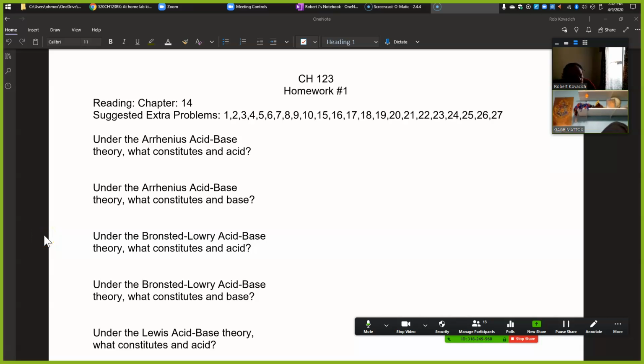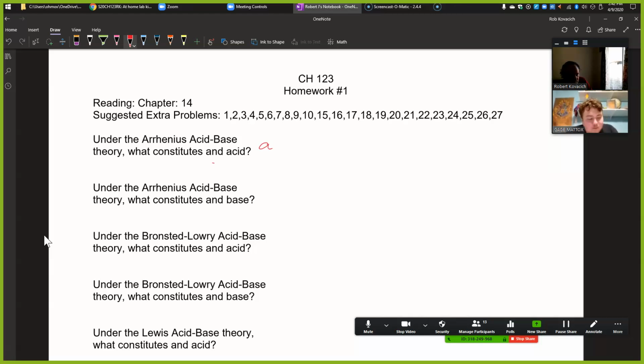Okay, so under Arrhenius' theory, what constitutes an acid? An acid is something that creates an H plus ion and dissolves in water. This is really hard to write on this. Increase H plus ion concentration in H2O.